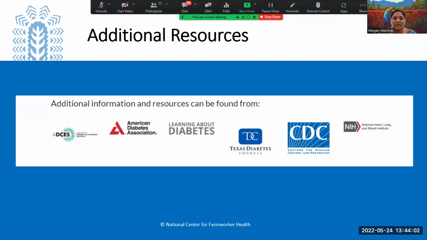And then just for some additional resources, I saw in the chat somebody asked if we have resources on preparing individuals with diabetes for a colonoscopy, for example. I'm not honestly sure if we have a resource like that. I don't believe so. We have created one on our NCFH website, but you can look for additional resources through ADCES, yes. There's also the ADA, the American Diabetes Association. Also a lot of great resources through the Centers for Disease Control and Prevention, CDC, learning about diabetes, and of course the National Institutes of Health. So many different places where you can look for different resources, and those links are on our diabetes resource hub as well.